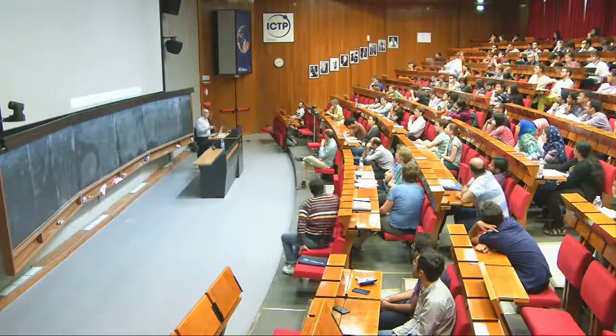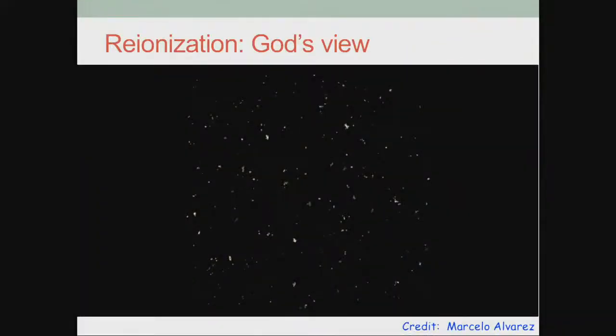So finally, after all of this, we have normal galaxies, kind of. And the question is how these normal galaxies ionize the universe. This is a simulation that was done by Marcelo Alvarez, and I think Tom Abel was involved. This is God's view, in the sense that if you stand outside the universe and look at it from outside, how would you see the process of reionization happening? You can see there's a cube here. And these are the first sources of ionization, and you will see how they evolve.